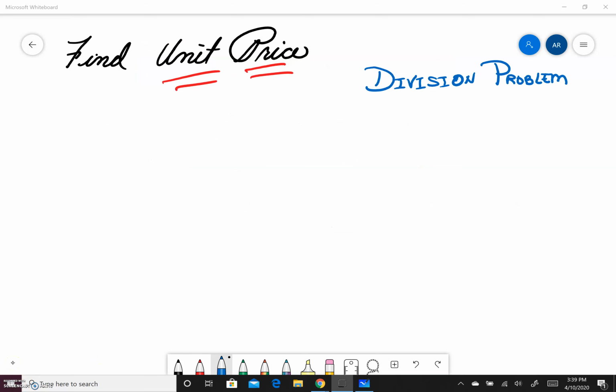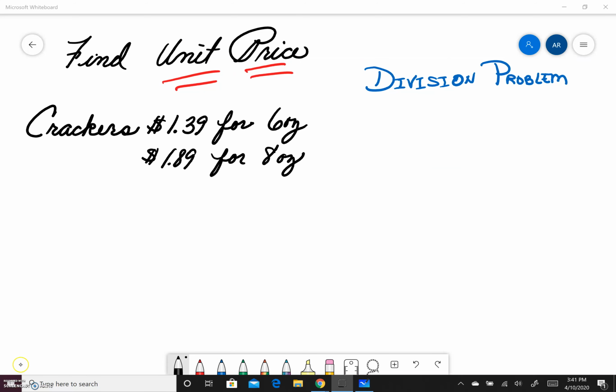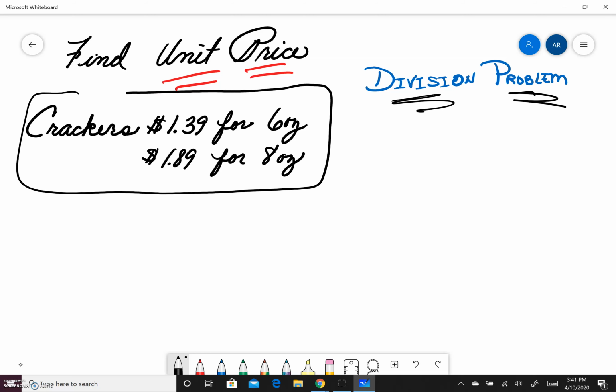Now we're going to work with finding a unit price. And this unit price is just a rate, but it's a rate expressed as price over a number of units, meaning the price is in your numerator and a number of units is in your denominator. So when you see a unit price problem, think of it as a division problem. In your homework and on your test, you're going to be given a problem similar to this.